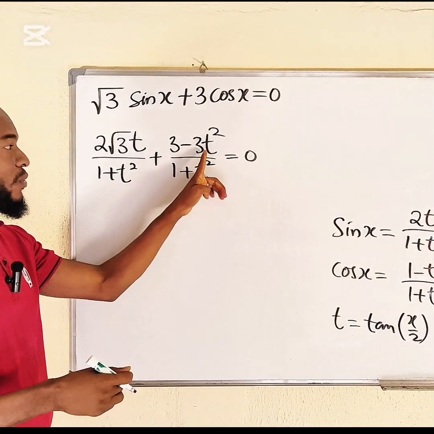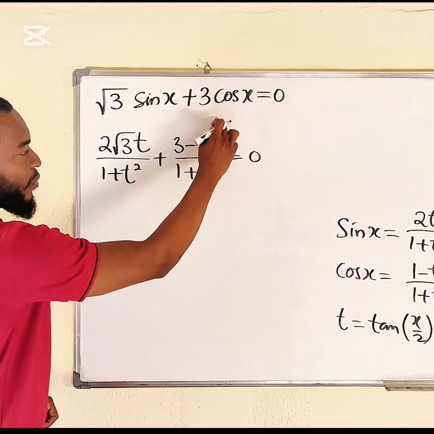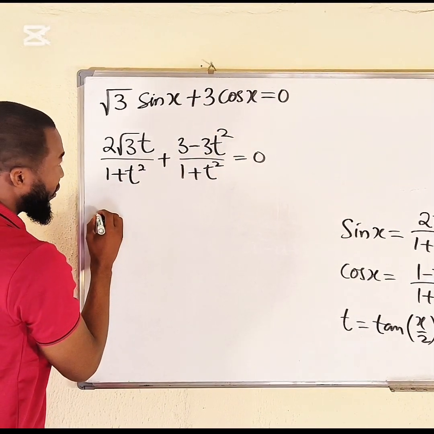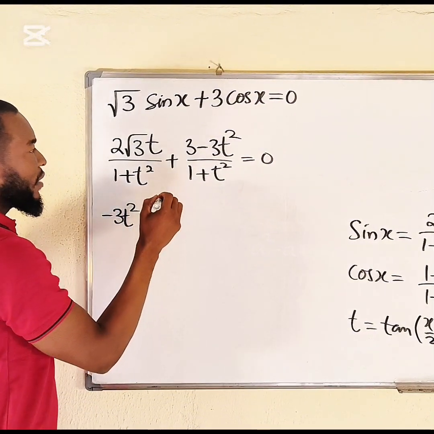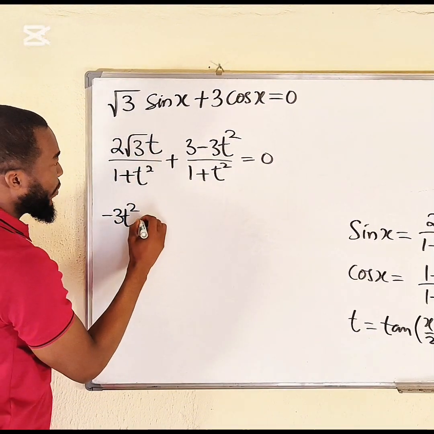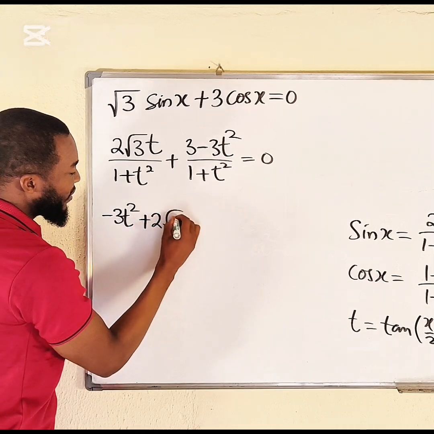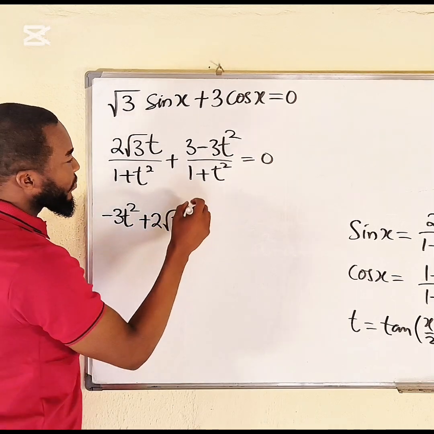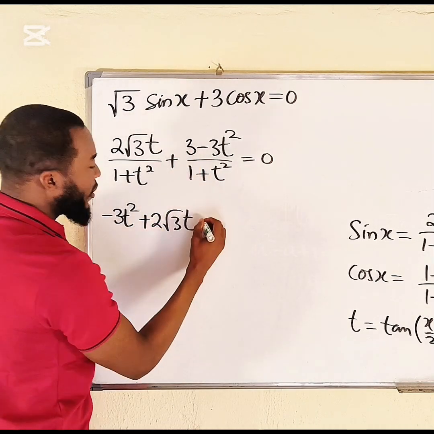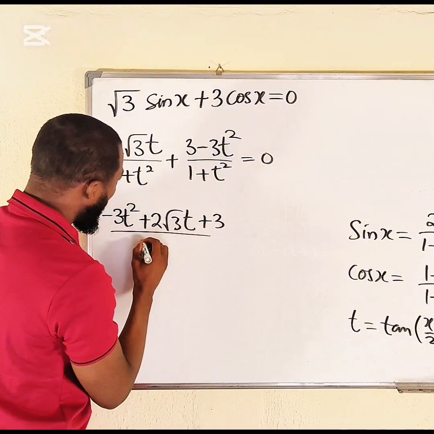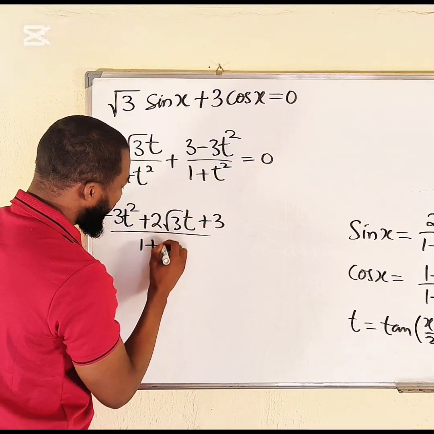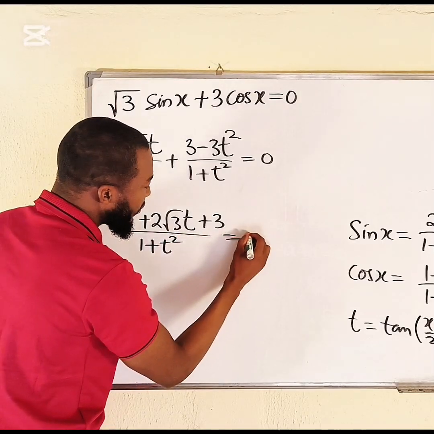But I would like to start with the leading term here, which has a power of 2. That will give us negative 3t squared. Then we have this term here plus 2 root 3t, then plus 3. The whole of this divide by 1 plus t squared. This is equal to 0.